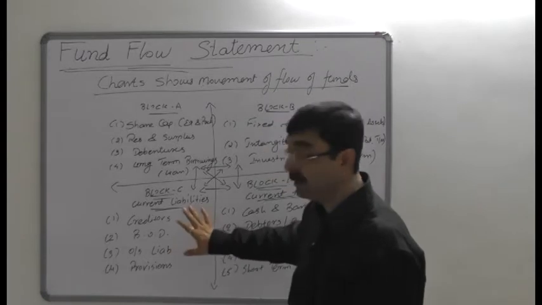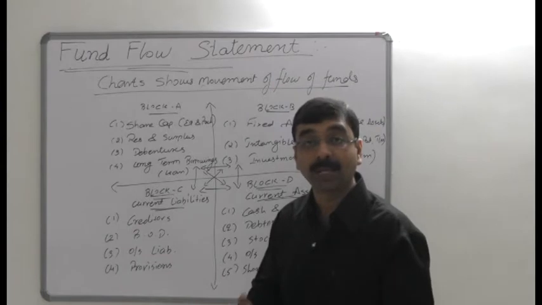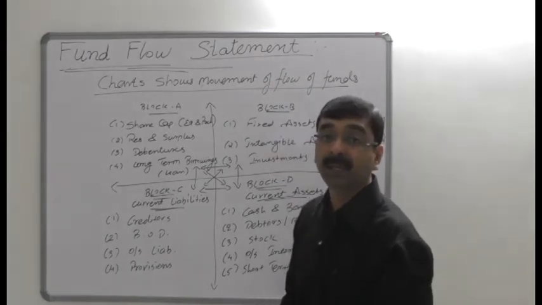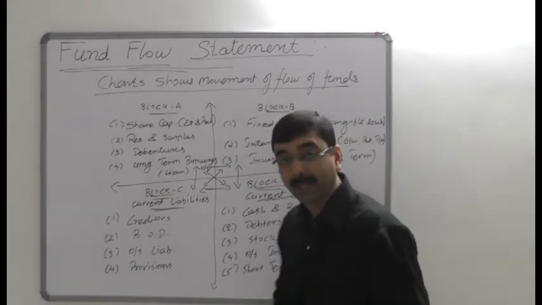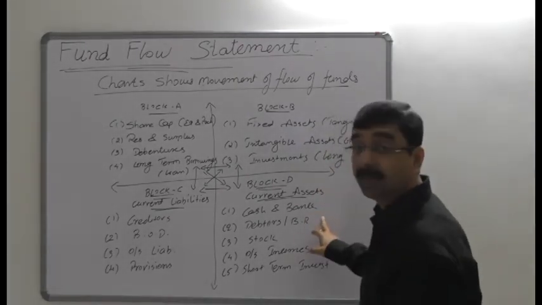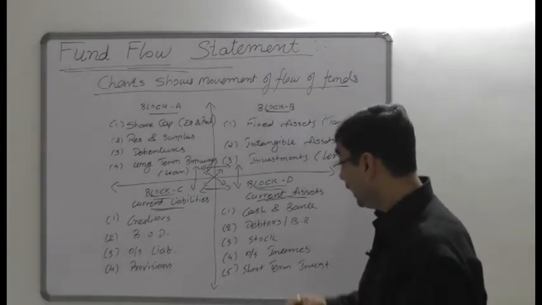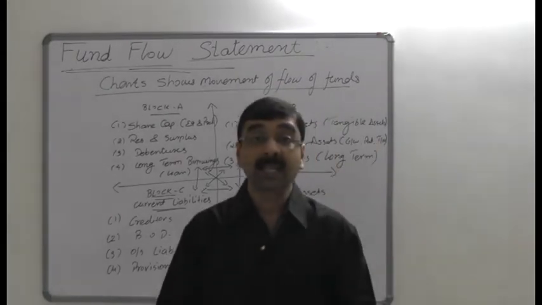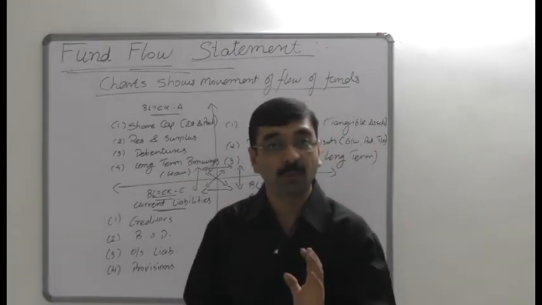Block C carries current liabilities. Current liabilities include creditors, bank overdraft, outstanding expenses or any amount of provisions made regarding future expenses. So all this is included in current liabilities. And the current assets, that is the 4th block, include cash and bank balance, debtors, bills receivable, stock, incomes, and the part of outstanding incomes and short-term investments. Then these things are considered under the chart of flow of funds.